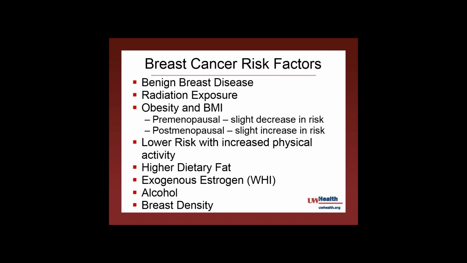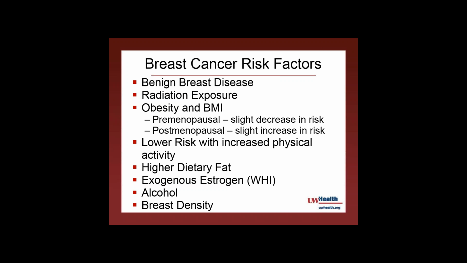The correlation between obesity and your BMI, body mass index, it's a complex relationship between risk here, but there are some things that we do see. If you are obese, there's a slight decrease in risk if you're premenopausal, but it flips when you're postmenopausal. So what do you do with that data? Be heavy before you stop menstruating and then get thin? I don't think we know what to do with that data yet.